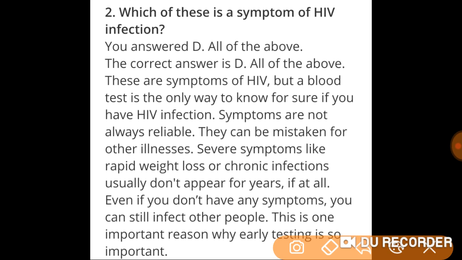Now, which of these is a symptom of HIV infection? You need a blood test to know for sure if you have HIV infection. Symptoms are not always reliable. They can be mistaken for other illnesses, with symptoms like rapid weight loss and chronic infection. They usually do not appear for years. Even if you don't have any symptoms, you can still infect other people. This is one important reason early testing is so important.